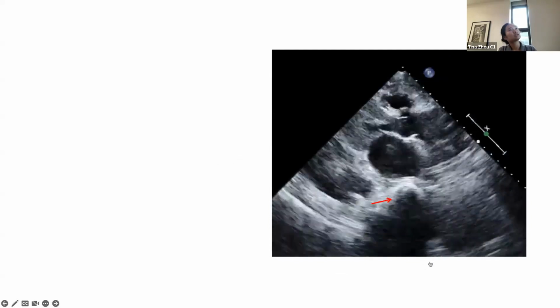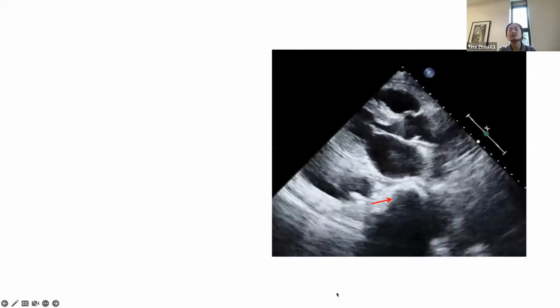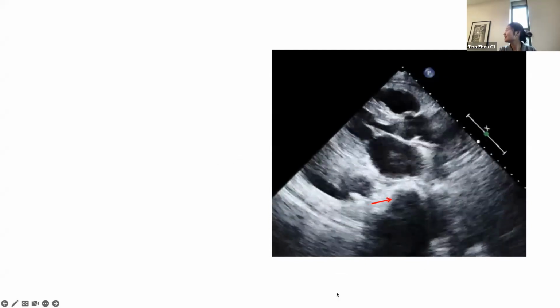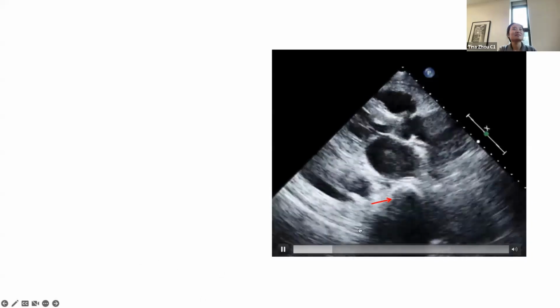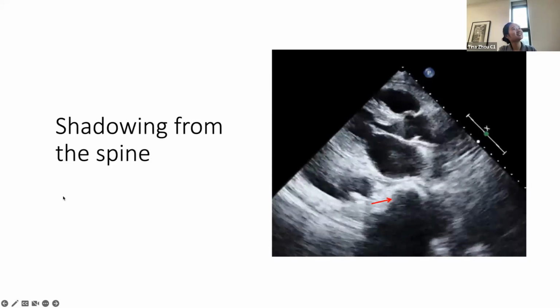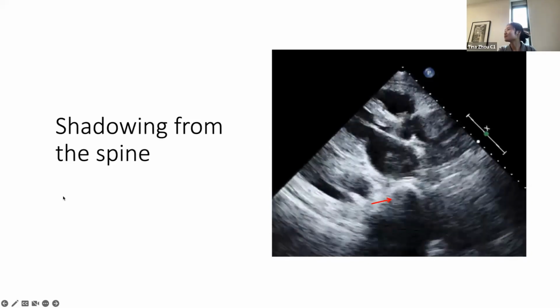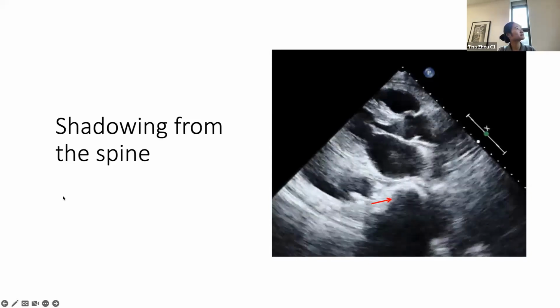What is that? These are not normal variants. These are more like things that you can see beyond the heart. Yeah, that's just a spine. It's a very prominent spine shadow, but sometimes can raise an eyebrow for people who don't see it commonly.